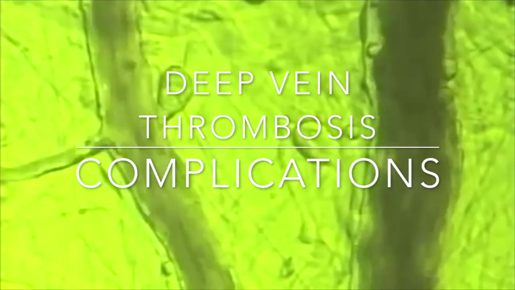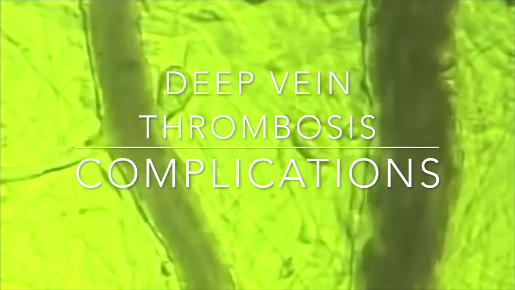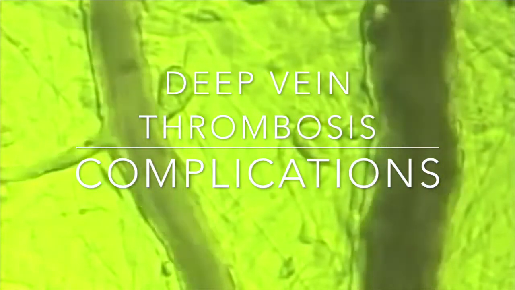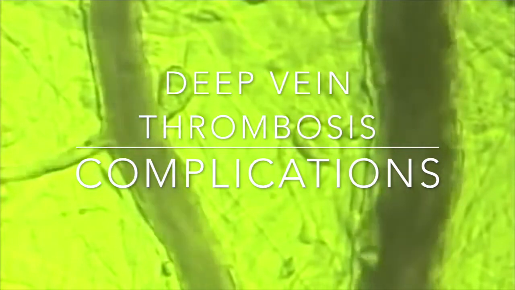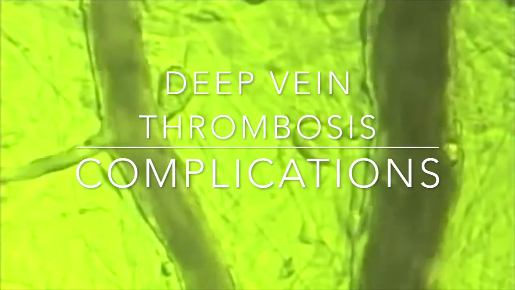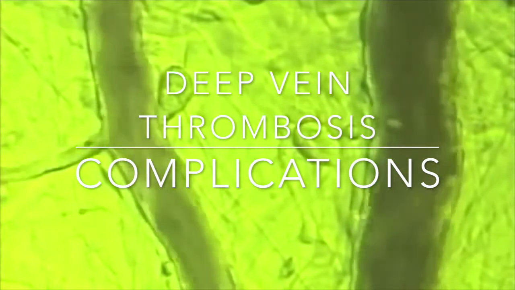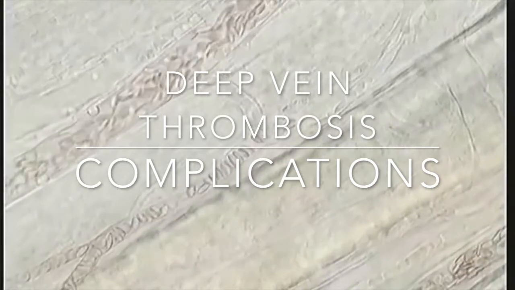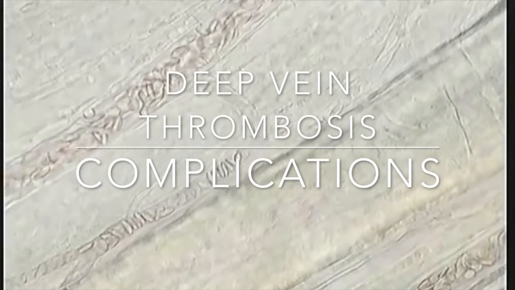Another common complication of DVT is post-thrombotic syndrome. This is a chronic condition that can last for years after having DVT. DVT can cause high blood pressure in the veins of the affected area, which can then lead to damage to blood valves and long-lasting impairment. Symptoms of post-thrombotic syndrome include limb pain, swelling, changes in skin color, rashes, sores, and ulcer formation.